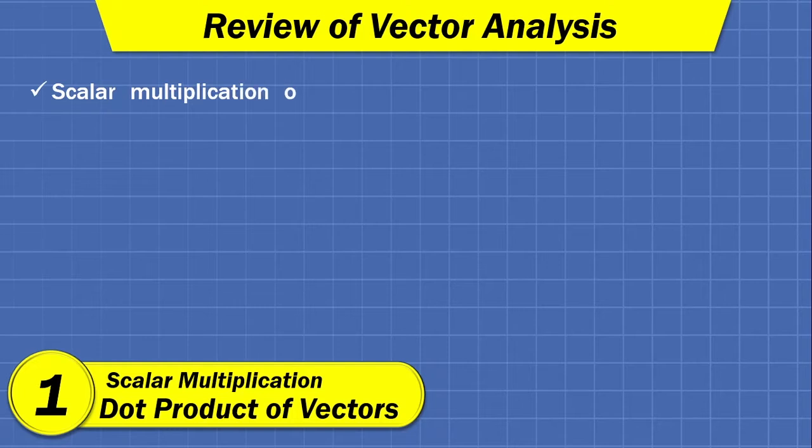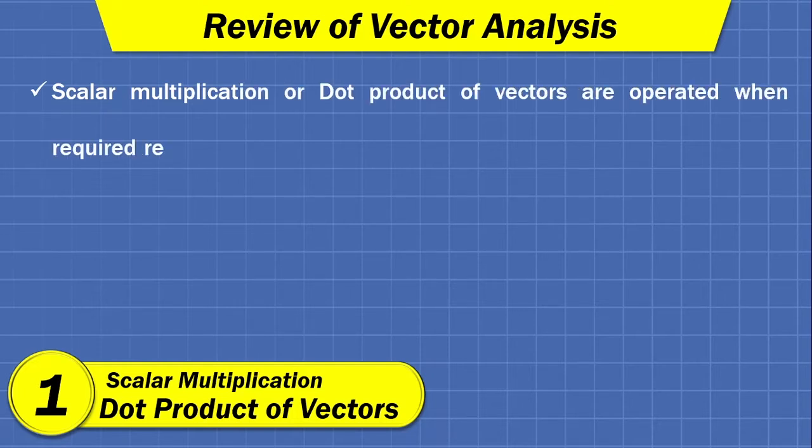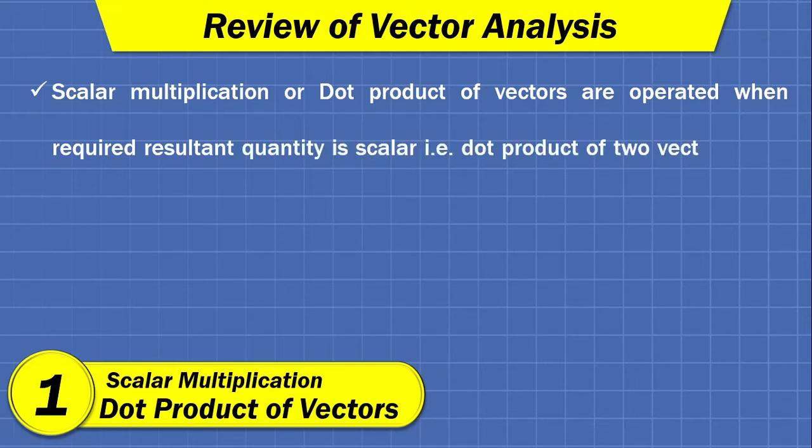So scalar multiplication or dot product of vectors is operated when the required resultant quantity is scalar. That is, the dot product of two vectors gives a scalar result. The dot product is generally shown with the sign dot. So if we want to have a dot product of two vectors, let's say a bar and b bar, then its dot product is denoted by a bar dot b bar.